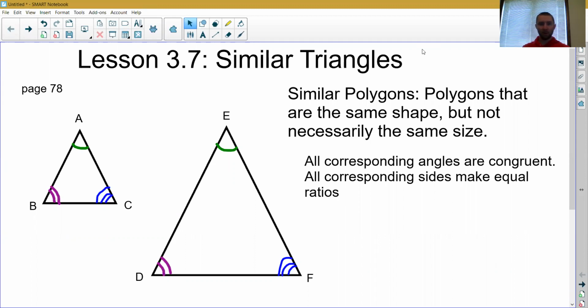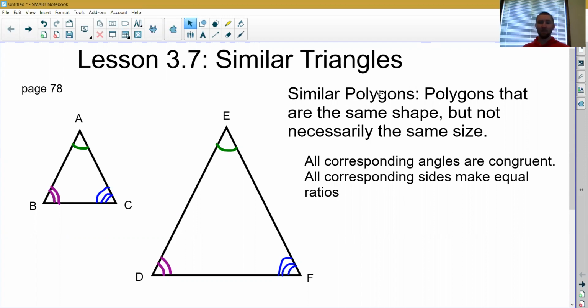We're in the first part of video lesson 3.7. We're going to continue our discussion of triangles. And today we're going to talk about a special relationship that triangles can have to each other called similarity. Okay, so we're going to talk about similar triangles. It's a specific application of similar polygons.